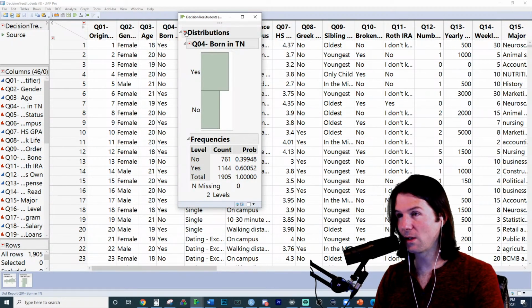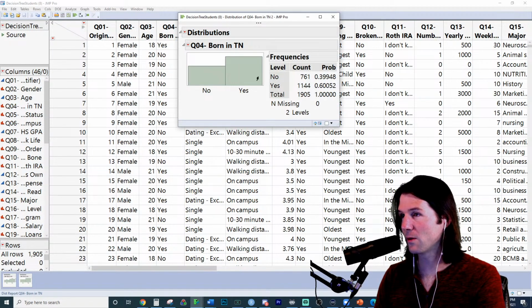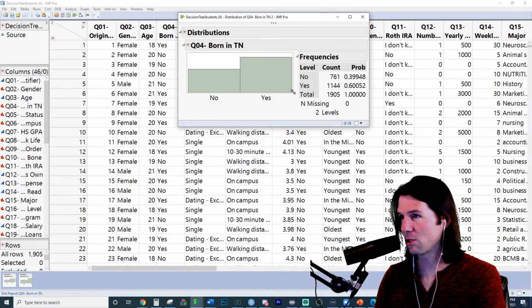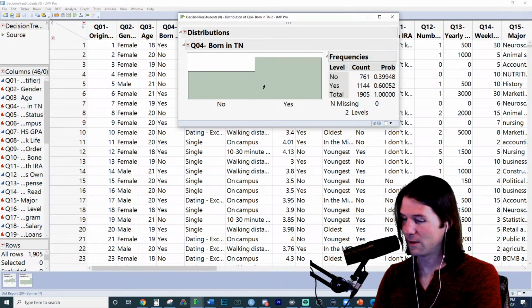So here we are. We're just going to click the red arrow right here and go to stack. That's the quickest way to get into horizontal layout. Everything is now horizontal. I always like changing this. I'm blind, so I like everything to be big. That's not required, but I want to get it the way I want it to look.